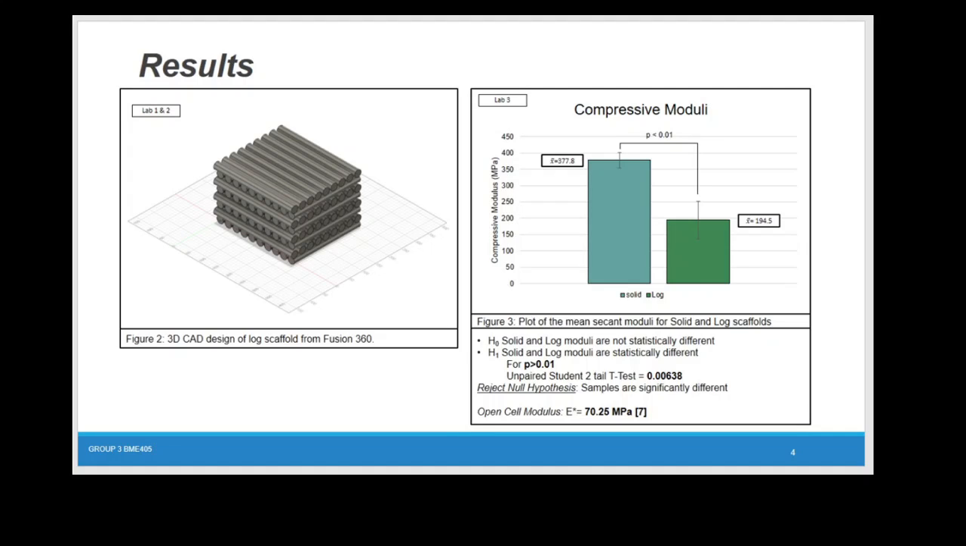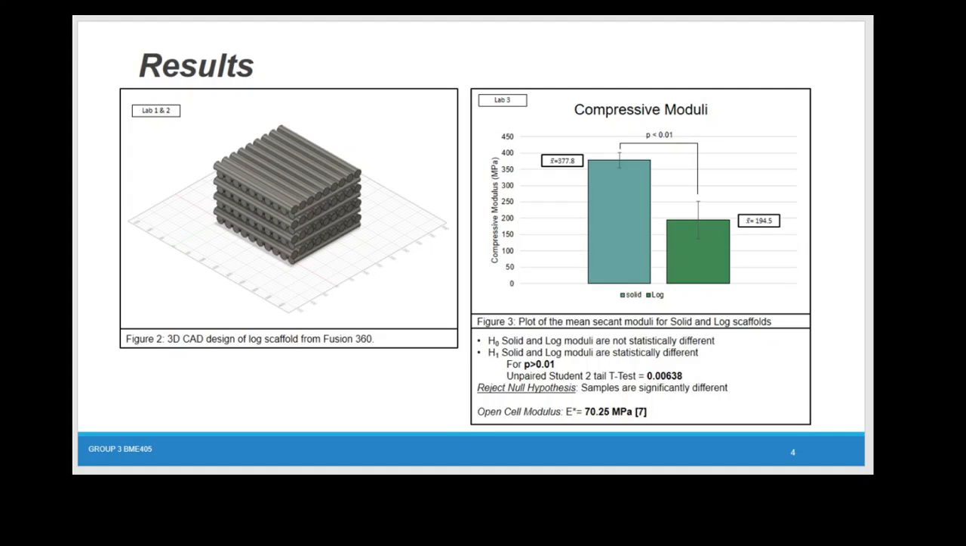In this slide we see the results of the compressive modulus, and what the results of the Zwick tester were. 4 solid and 4 log pile samples were loaded under compression, and at about 1.5 strain, 900 newtons was reached. Using this data we can find the secant modulus and the compressive modulus. Our null hypothesis for this instance states that the log piles are not statistically different from the solid modulus.